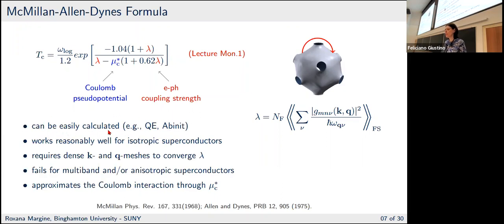So the advantages of this method, and why it has been used for many, many years, is that it can be easily calculated with Quantum ESPRESSO, and it works reasonably well for isotropic superconductors. At the end of the talk, I will show a few examples where this method in fact fails, and this is the case of layered materials. In most layered materials, this is not going to work very well.